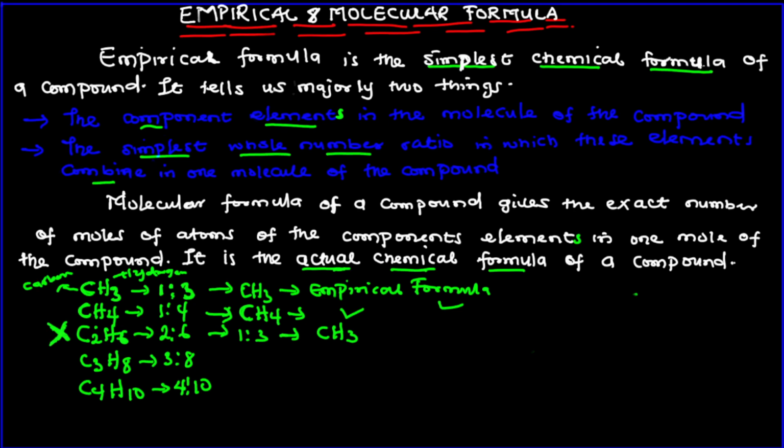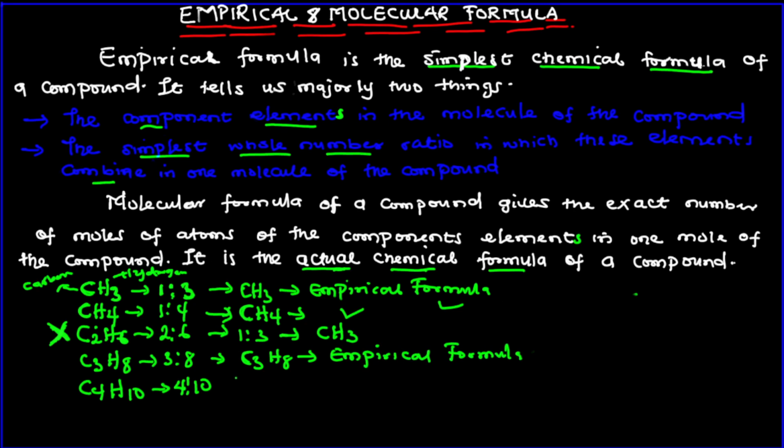What about C3H8? There's nothing that is common that can go in both of them that will give us another whole number. So this remains C3H8. So we can also tag it as an empirical formula.